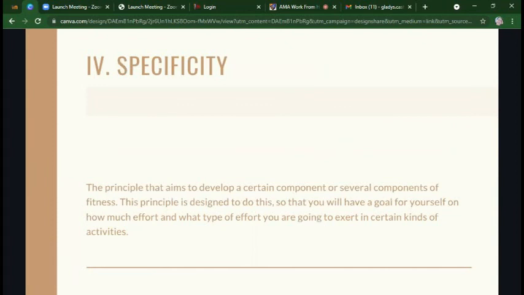The fourth one, specificity. This principle aims to develop a certain component or several components of fitness. This is designed so that we will be able to have a goal for ourselves on how much effort and what type of effort we are going to exert in certain kinds of exercise that we want to do.